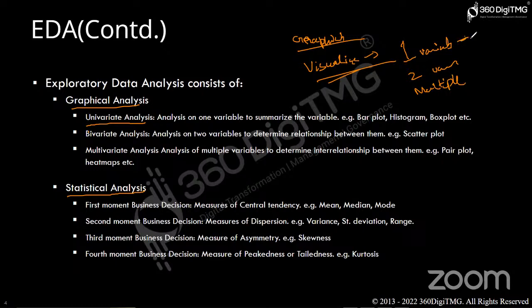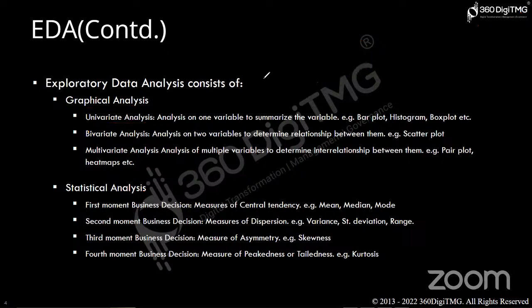If it is one variable, it is known as univariate analysis. Two variables, these are bivariate. And if it is multiple variables, it is multivariate. Now, what are these univariate, bivariate, multivariate? Let us discuss. Univariate is the analysis of a single variable. I'm just having one variable.